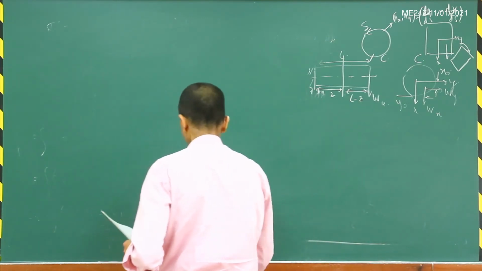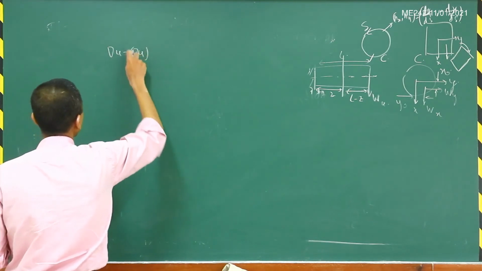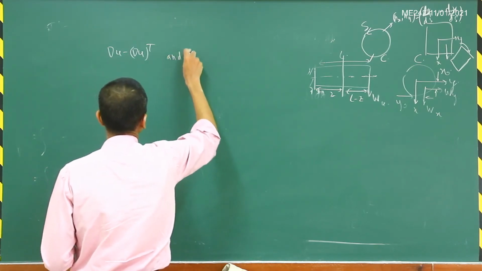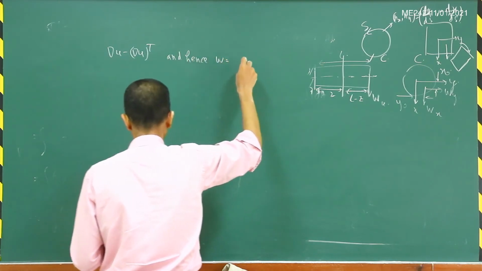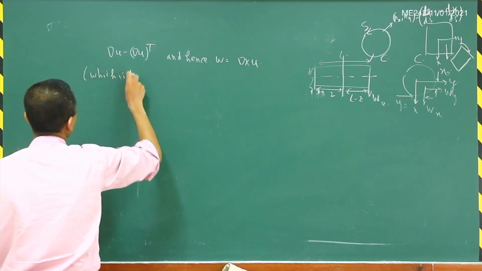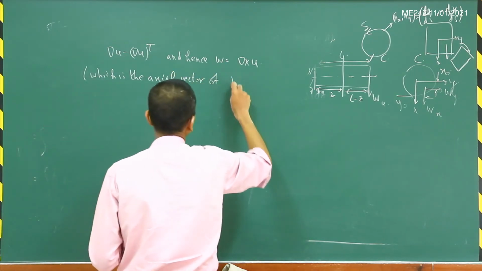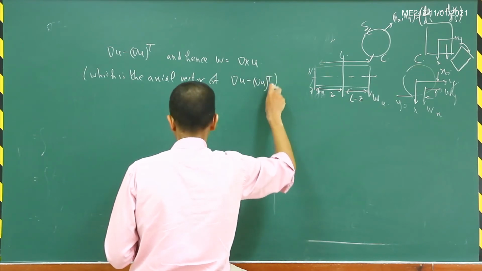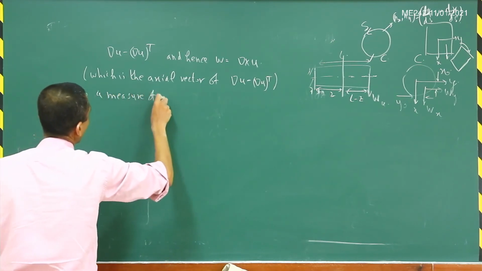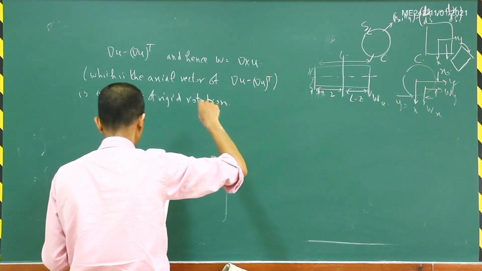Okay, so as I said, this del u minus del u transpose, and hence omega, which is equal to del cross u, which is the axial vector of this del u minus del u transpose, is a measure of rigid rotation undergone by an element.